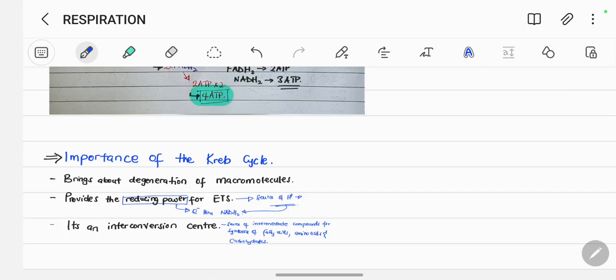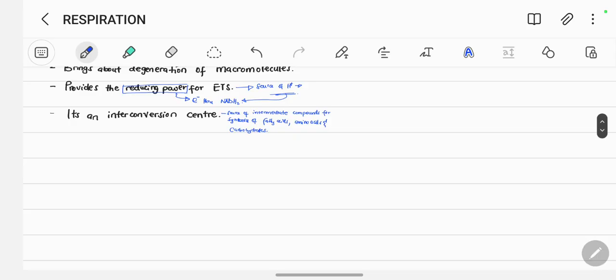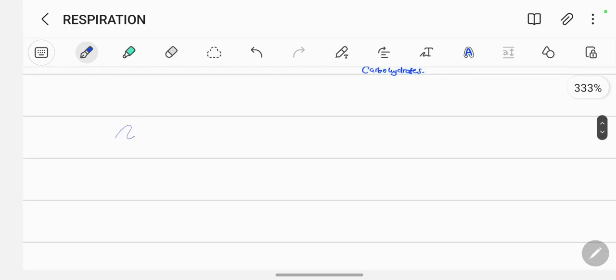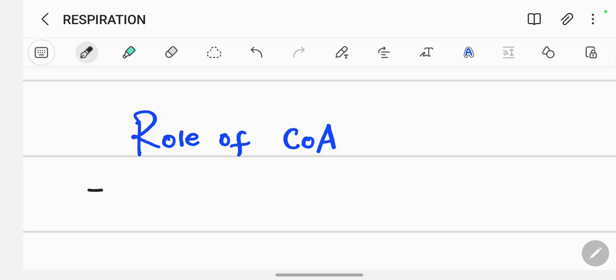Then we have to talk about the roles. You may be asked to state the roles of coenzyme A. One is it activates acetate.